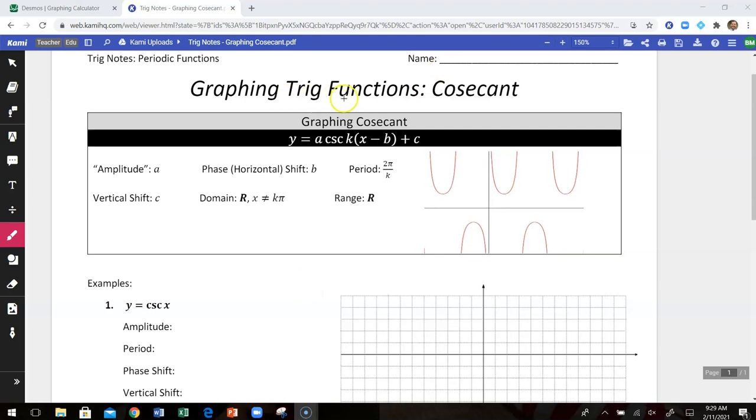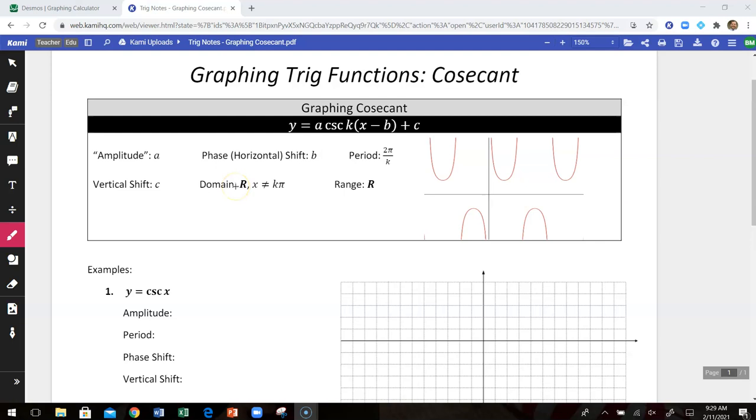In this video, we will continue graphing the trig function cosecant. Again, all this information is pretty much shared with the other trig functions. If you watch the secant video, we talked about why this amplitude is not really considered an amplitude. It does affect how far away these alternating U shapes are from the x-axis, but we won't necessarily call it an amplitude. Again, phase shifts, vertical shifts, period, again, 2 pi divided by k.